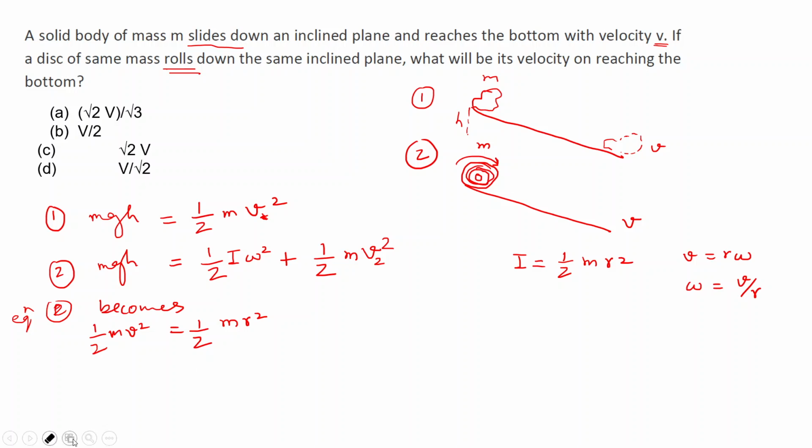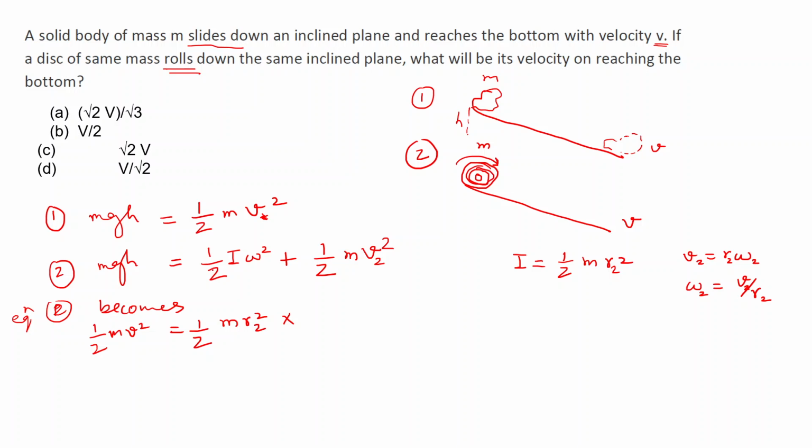We'll make it 2 so that we don't get confused, because we are doing it for the second body actually. So v2 will be r2 omega 2, so omega 2 will be v2 by r2. So this formula will also become this m r square, where this r corresponds to the second body, times omega square.